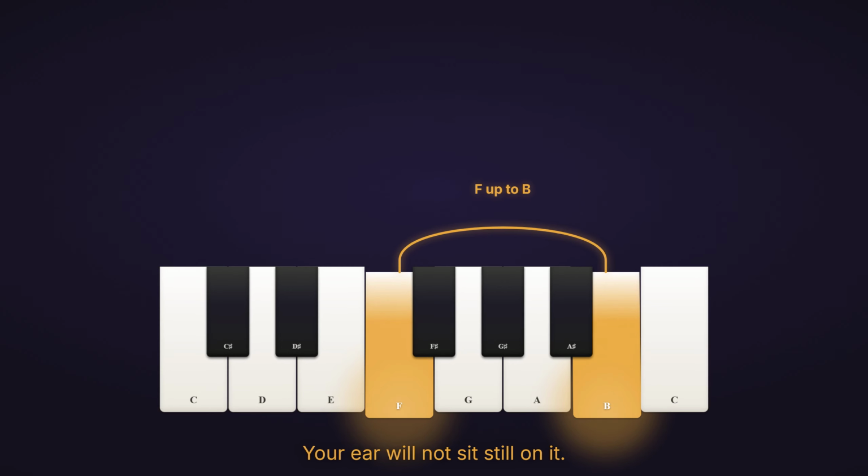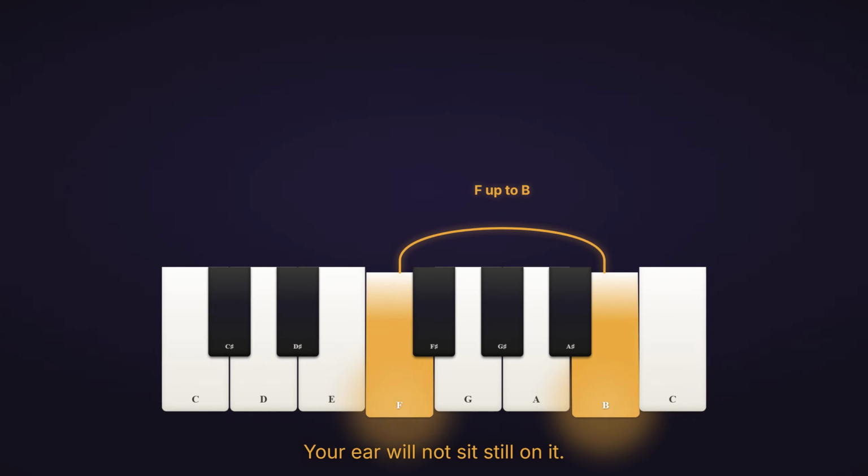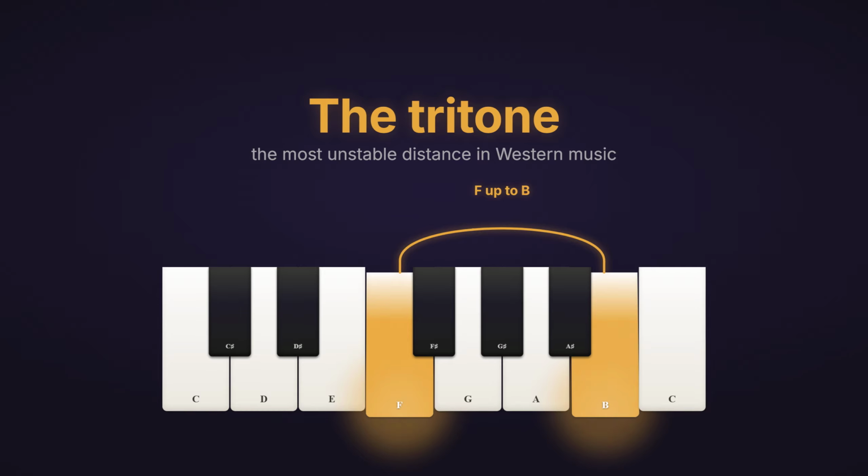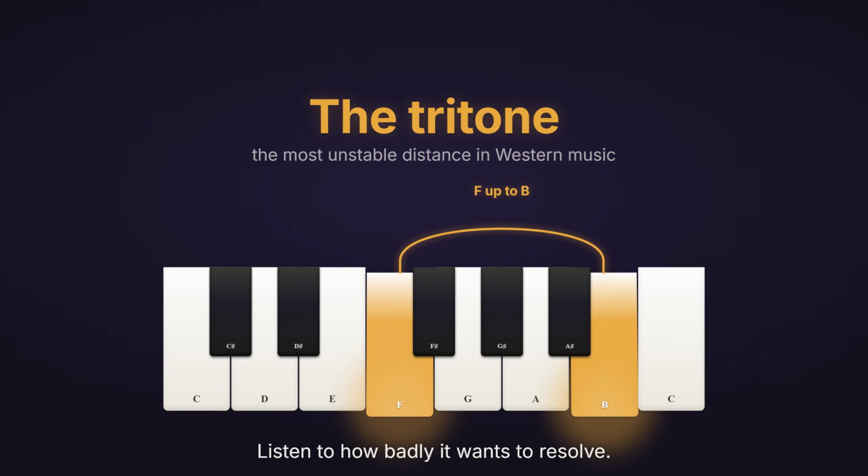That restlessness is not your imagination, and it is not a trick of the recording. It is built into the exact distance between those two notes. This interval is called the tritone, and it is the most unstable distance in all of Western music. Hear it one more time, F up to B, and feel how badly it wants to resolve.